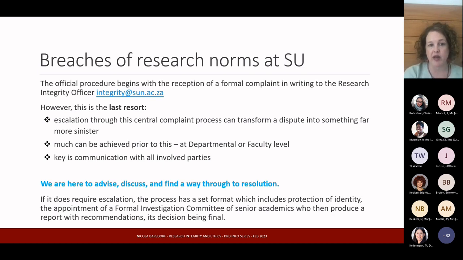And if it does require escalation, the central process has a set format according to the procedure, which includes protection of identity, and then the appointment of a formal investigation committee, which is senior academics, who then produce a report with recommendations, and the decision or outcome of that investigation is final.